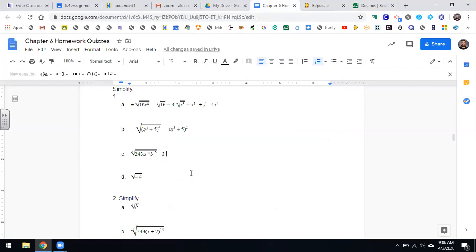If you think of it this way, a to the 10 divided by 5. Well, you know what 10 divided by 5 is. It's easy. 10 divided by 5 is 2, right? And then the next one would be b to the power of 15 divided by 5. 15 divided by 5 is 3, right? So there we go.